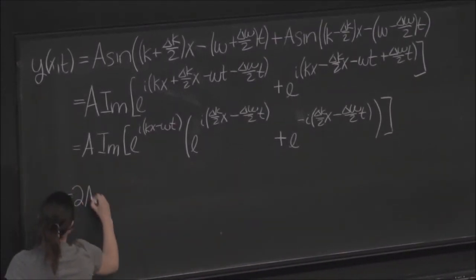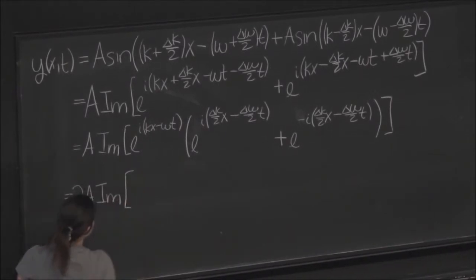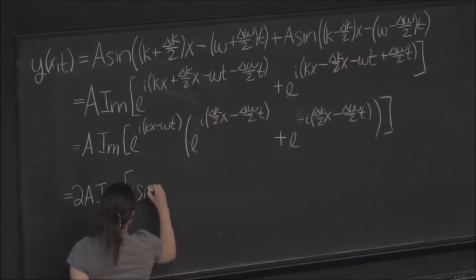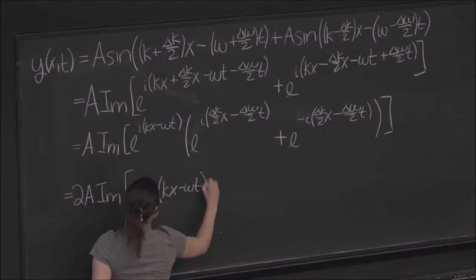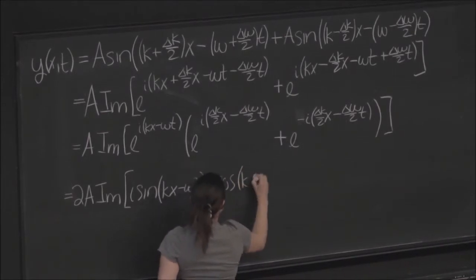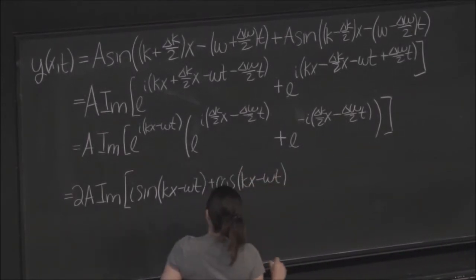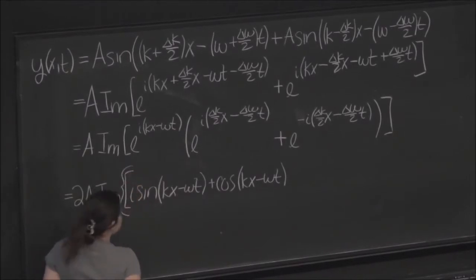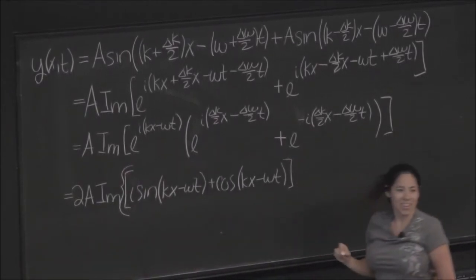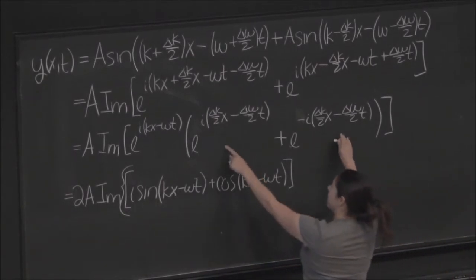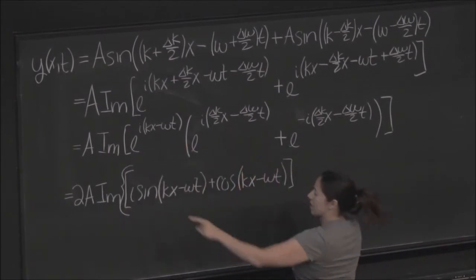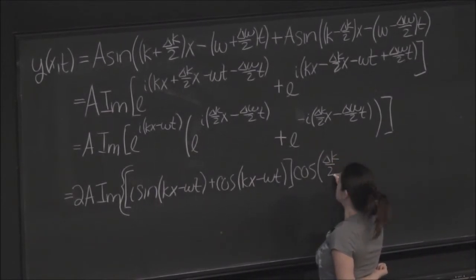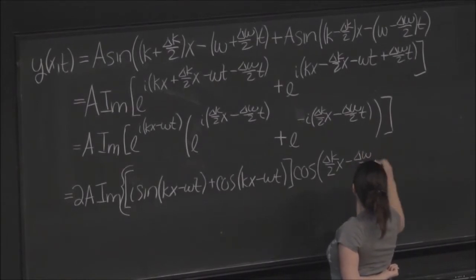So I'm going to bring out my 2a. I still have my imaginary. Let me do this first. Let me write this back in terms of sines and cosines. So this is i sine of (kx minus omega t) plus cosine of (kx minus omega t). Okay, so that's this part. I need another parentheses. This one I said was 2 cosine of junk, so I had my 2. So now I need my cosine of delta k over 2 x minus delta omega over 2 t.